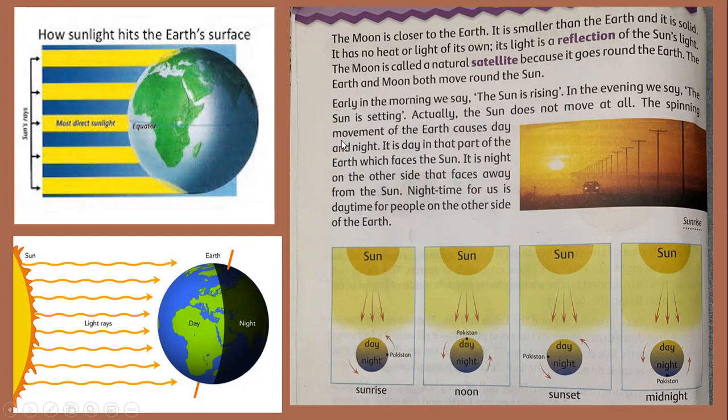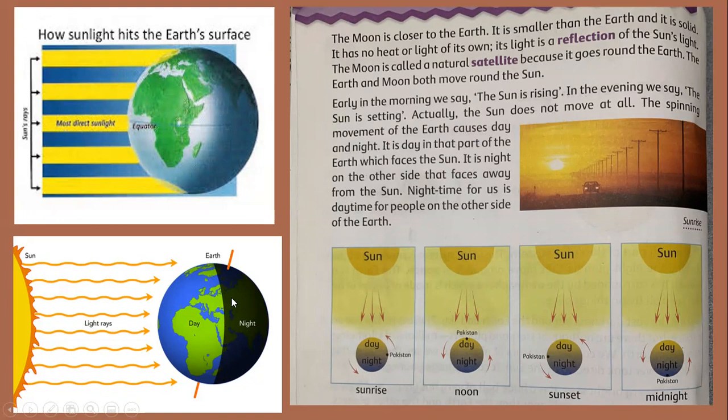The spinning movement of the earth. What is the spinning movement of the earth? It is about its axis on one place, like a top. Have you ever seen a top? It's a kind of toy. When you throw it on the floor, it starts spinning on one place. So the earth spins like a top. And there is also another movement: the earth moves around the sun also, but this is the spinning position about its axis. So what they're saying here, the spinning movement of the earth causes day and night.